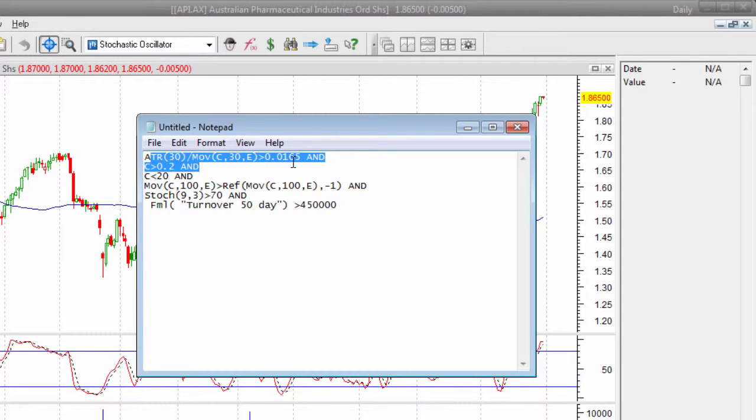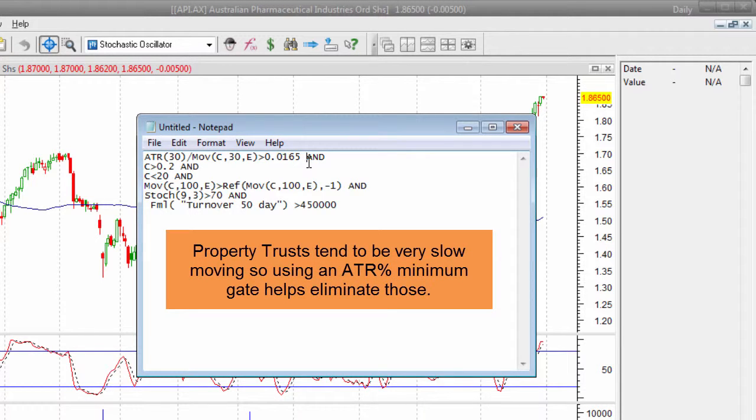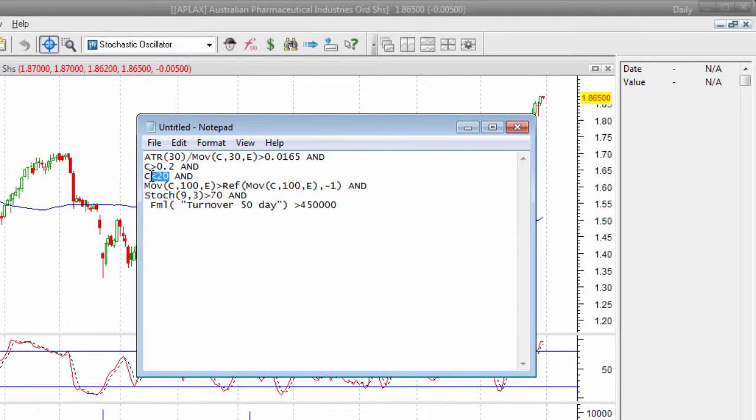This one is just saying the ATR 30, we want the average true range to be above 1.65%. So basically we're going to try and get rid of property trusts and stocks that don't move very much at all. Close greater than 20 cents, but less than 20. So we want that sort of green chip range, I guess, that range of stocks that have got a bit of volatility. You might want to have a look at stocks that are up to $40 or $50 or something like that.